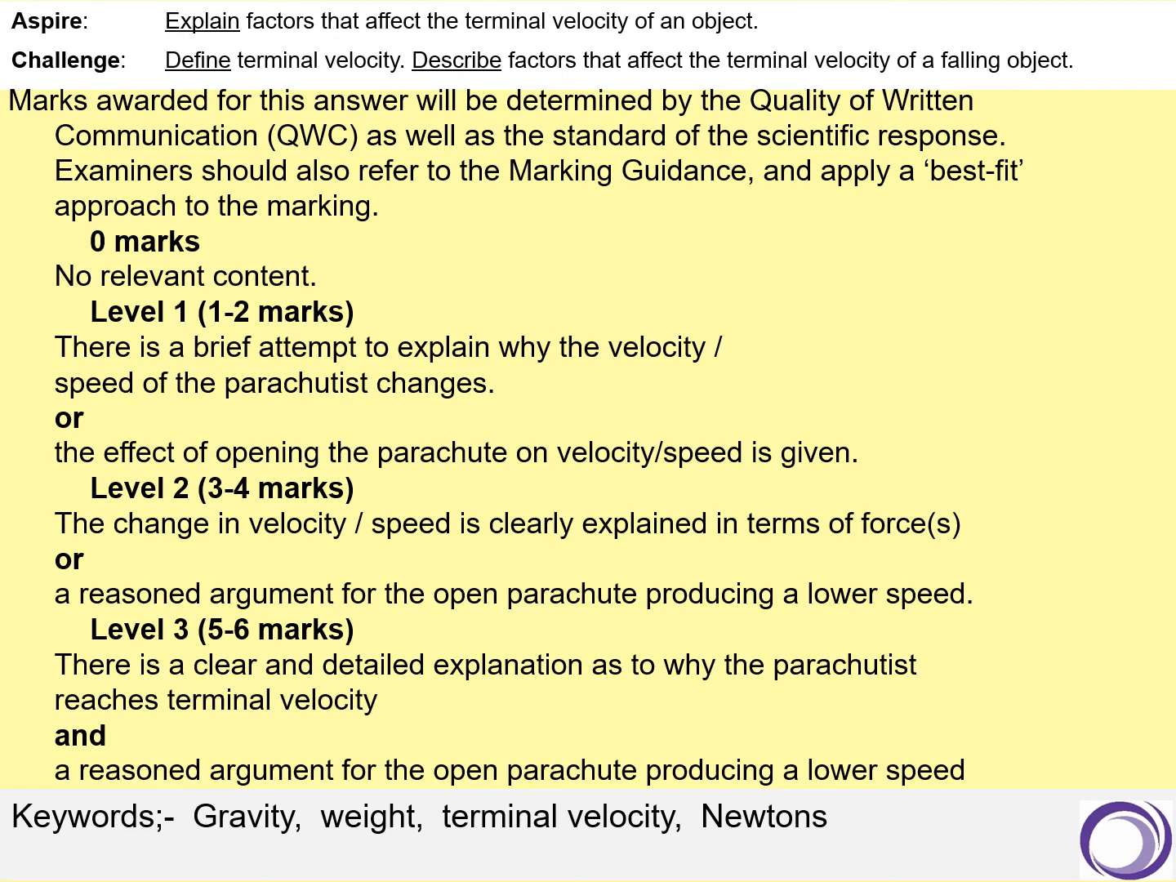So even if you write a couple of bits and you try to explain it, you're going to get 1 or 2 marks. If you then start to use a bit more science in there, and you're explaining it, that's going to give you a maximum of 4 marks. If you do it really clear in detail, which is what we're looking for, that's going to get you the 6 marks. Okay, so I'm just trying to help you.